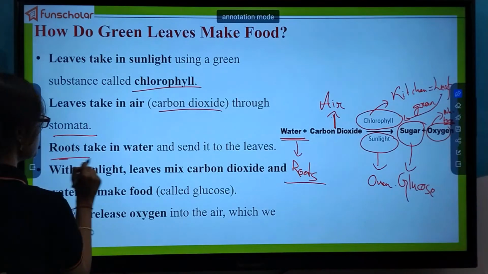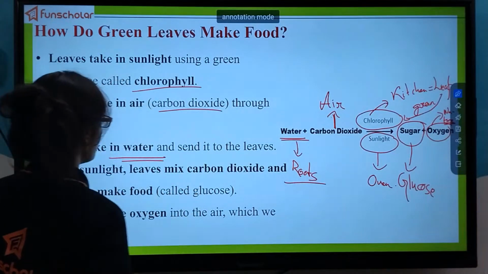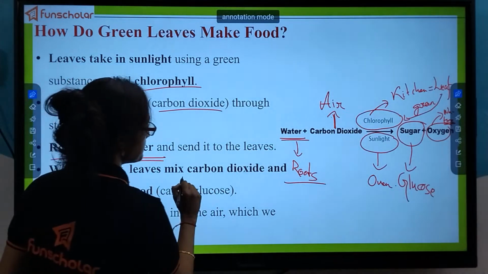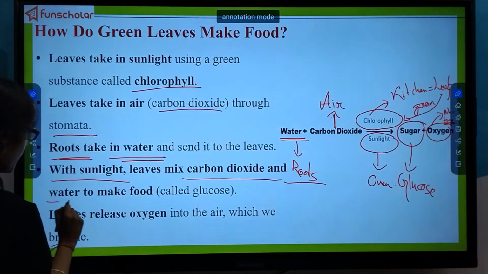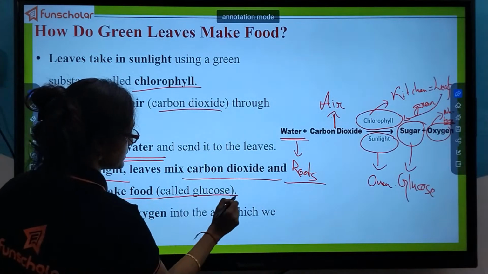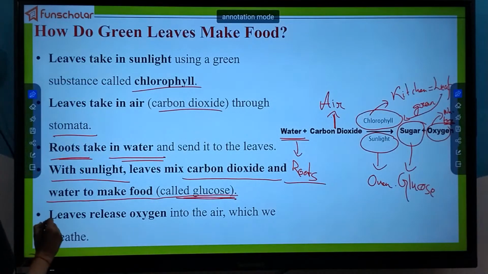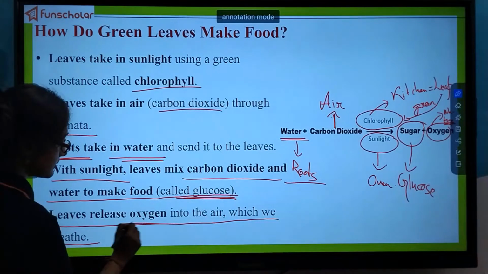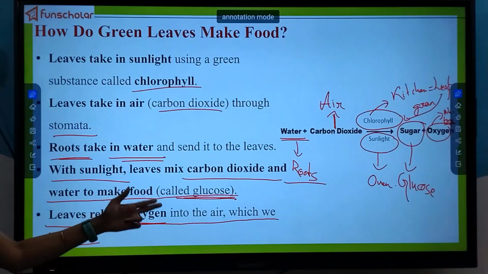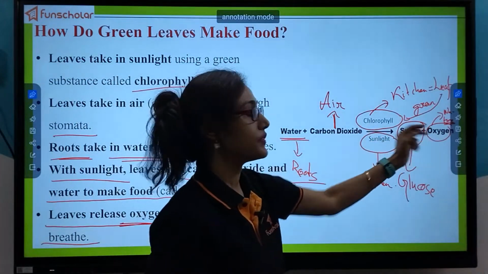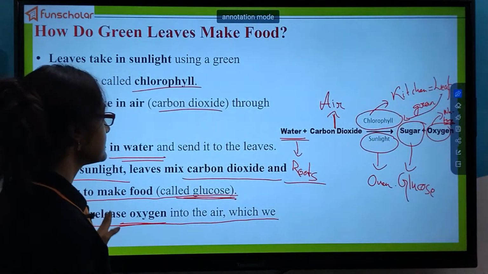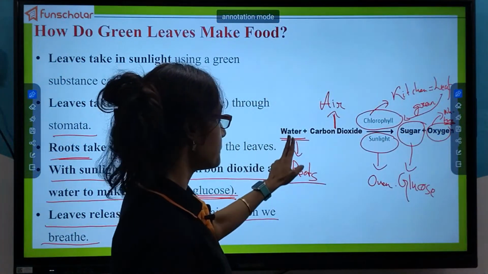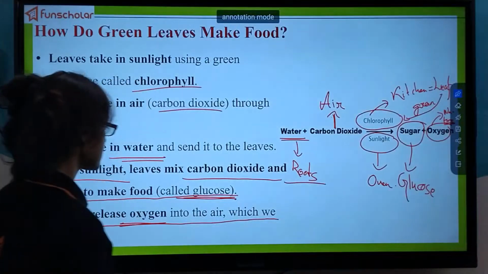And what is the function of roots? They take in water. Now in the presence of sunlight, leaves mix carbon dioxide and water to make food, which is called glucose. And leaves release oxygen, which we breathe. This is very important, and this equation is very important. While you write this, you have to give this equation in your exam. Okay? So please do mark this and take a screenshot.